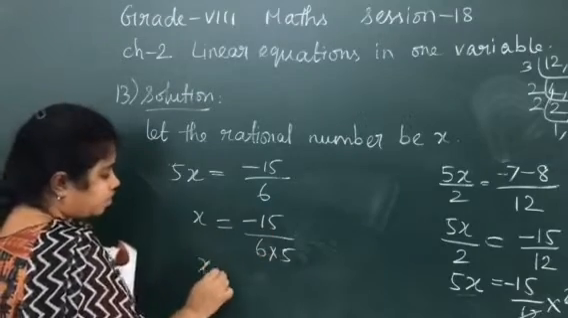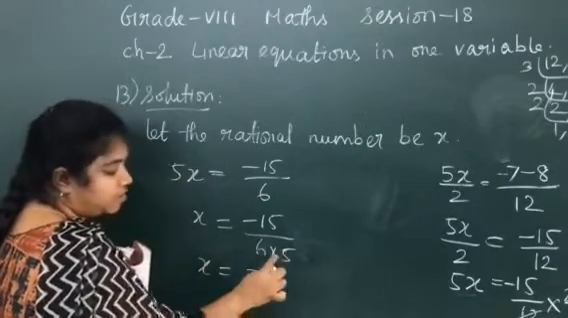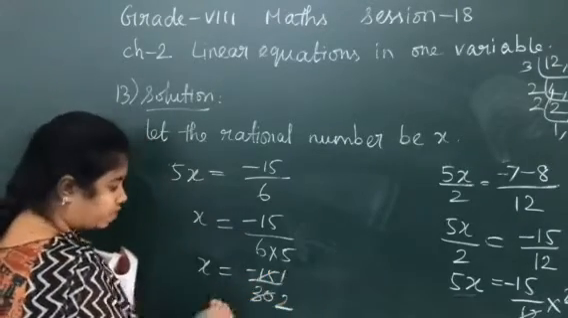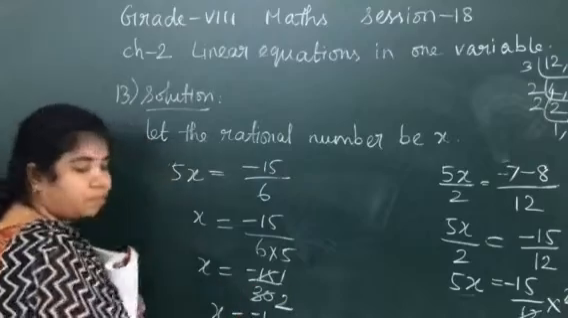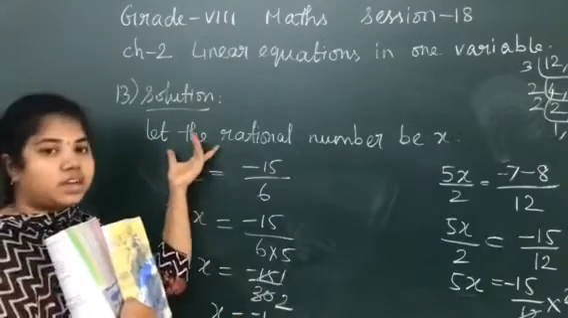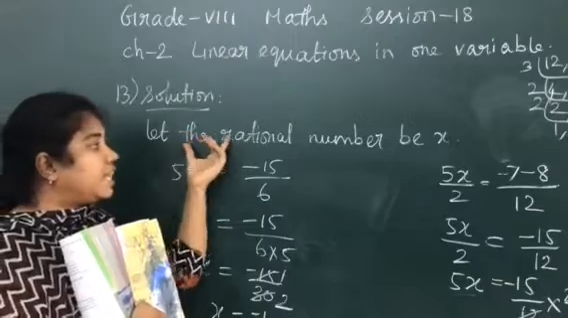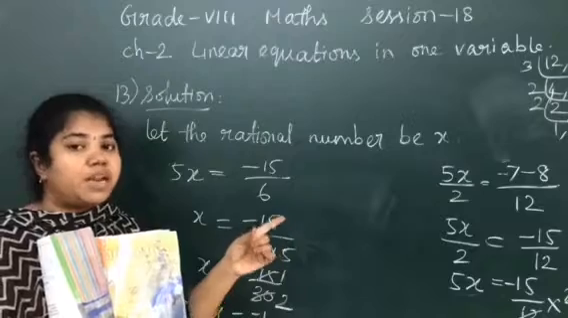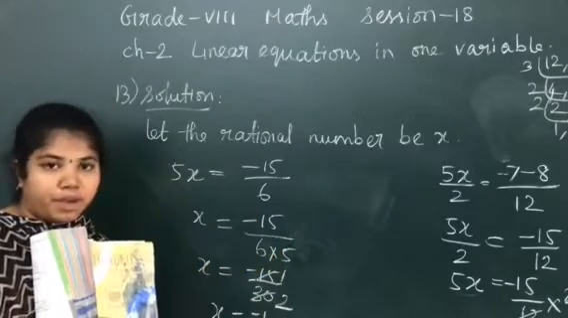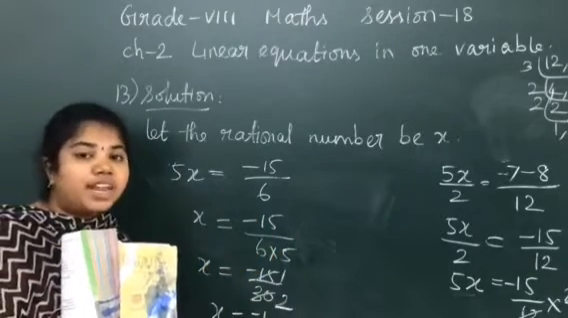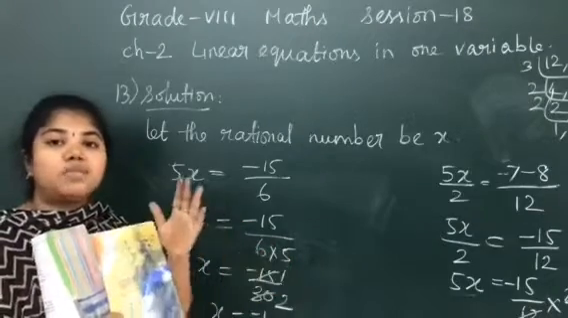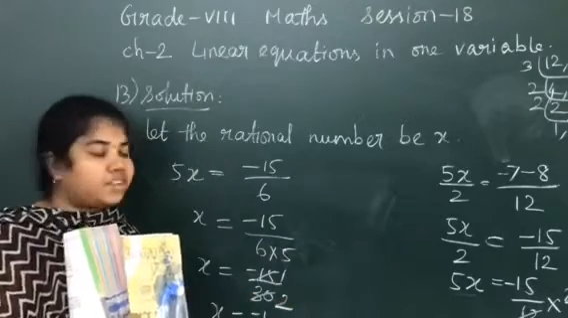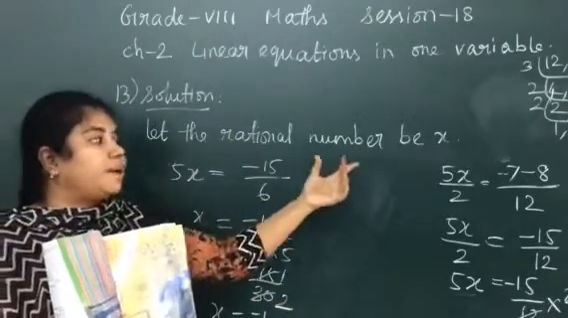So, what is minus 15 as it is? 6 into 5, what is the answer? It is 30. So 15 one time, 30 two times. So x is equal to minus 1 by 2. So what is the starting statement? Let the rational number be x. X is a rational number. What is the form of a rational number? P by Q. So we have got P by Q format. Can you understand? If you get any whole number here, then your sum is obviously wrong. If you get a rational number only, it is correct. Can you understand? Because we have considered let the rational number be x.